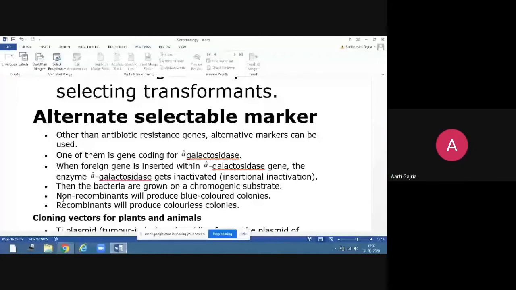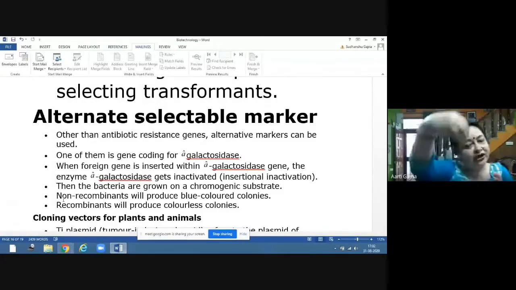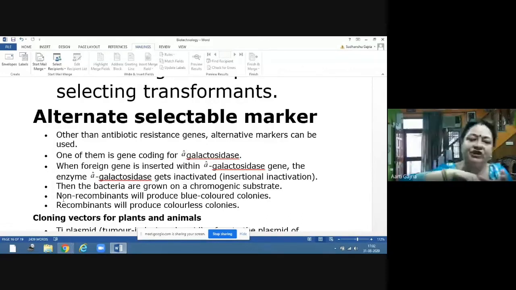Like when we put the BamHI restriction enzyme, the tetracycline resistant gene got inactivated. Similarly, here also, when the enzyme producing gene is present and we put the foreign gene in place of that enzyme producing gene, the enzyme will not be produced. So it will get inactivated, and this is called insertional inactivation. Now what happened then? These bacteria are grown on a chromogenic substrate. A chromogenic substrate is a substrate where we can see the color change.